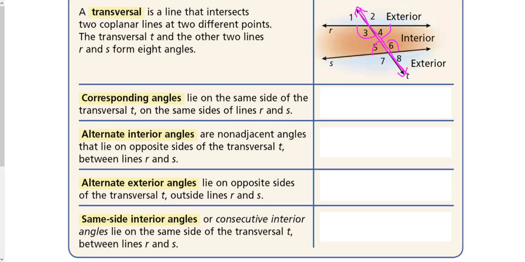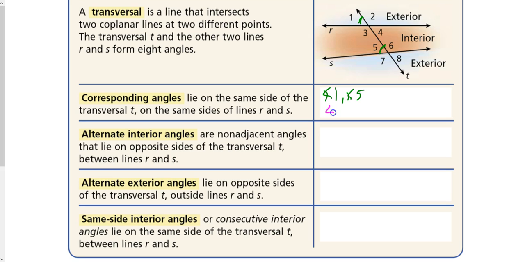Now we're going to come up with several sets of angle pairs. Corresponding angles are angles that lie on the same side of the transversal and on the same sides of lines R and S. So for corresponding, we think of same spot, different lines. That's how I try to help you remember corresponding angles. So angle 1 and its corresponding angle: it's in the upper left corner of R and T, so the upper left corner of S and T is angle 5. So angles 1 and 5 would be corresponding angles.